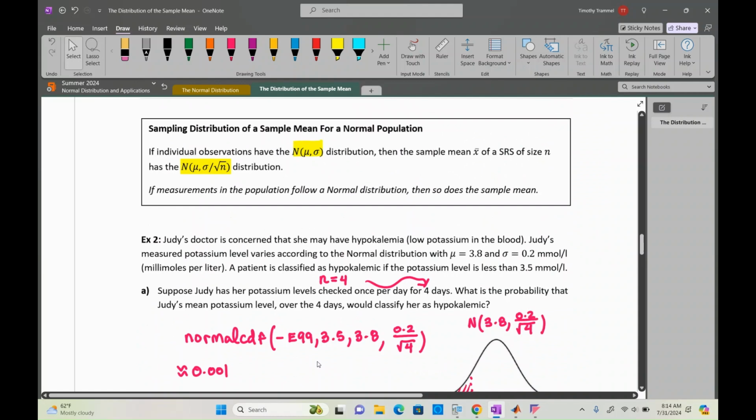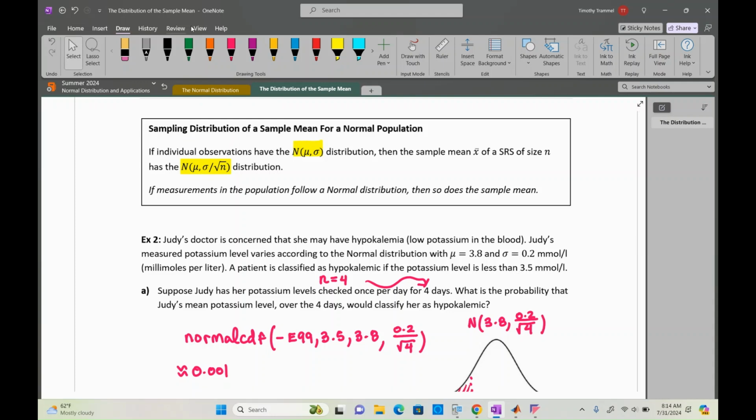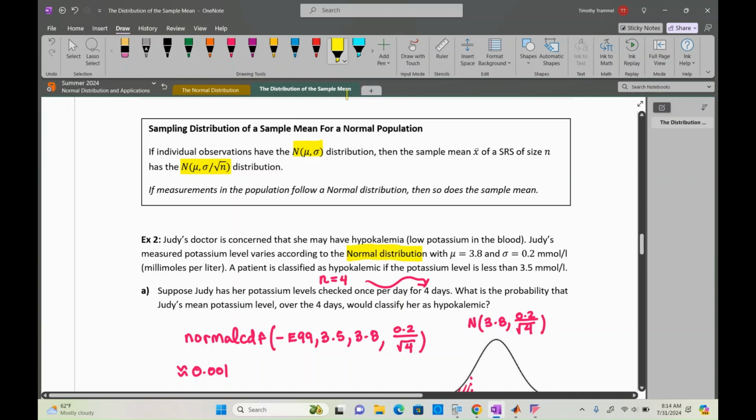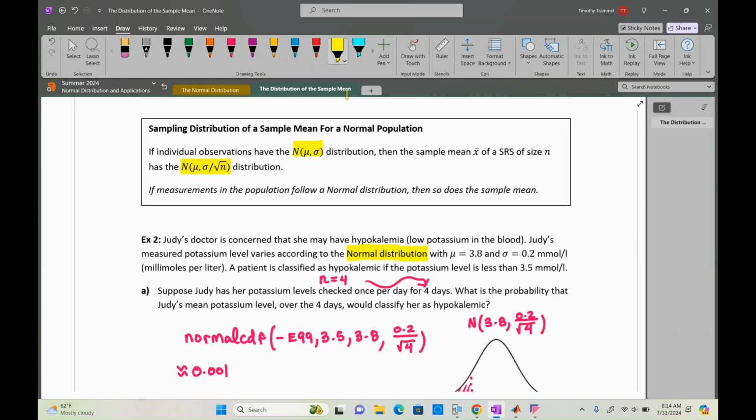Now, there's something I didn't talk about much as we were doing this because it was right in the box above. But one thing that was really important here was that they told us that the population was normally distributed. That's how we knew that the sampling distribution would also be normally distributed. Because if that sampling distribution is not normal, we can't use normal CDF or inverse norm to answer questions about the sampling distribution. So this is a really important part of the question, even though I didn't talk about it at first.